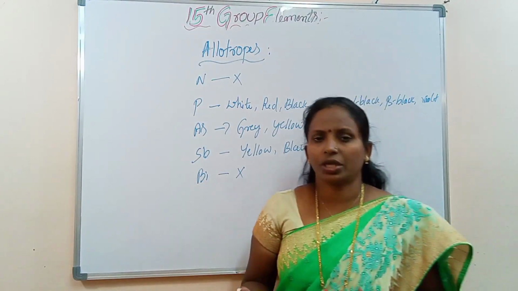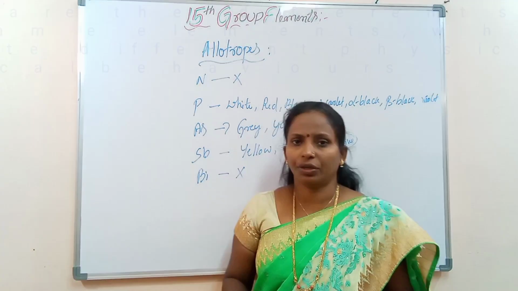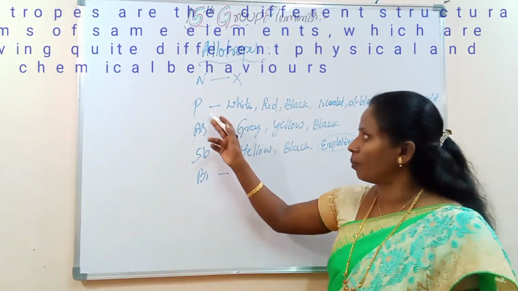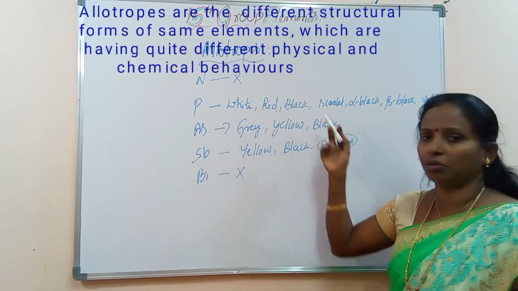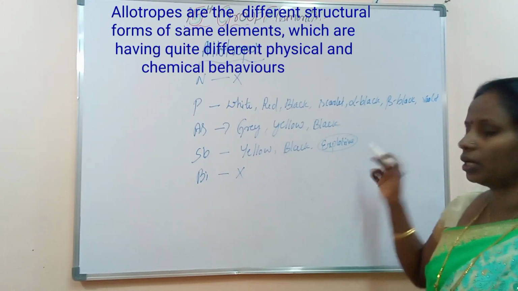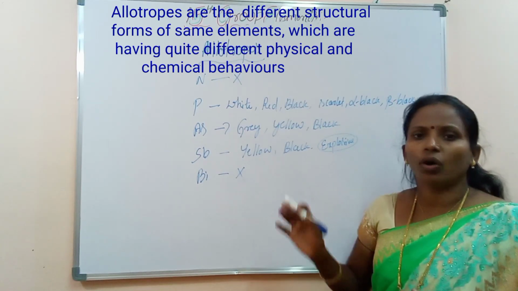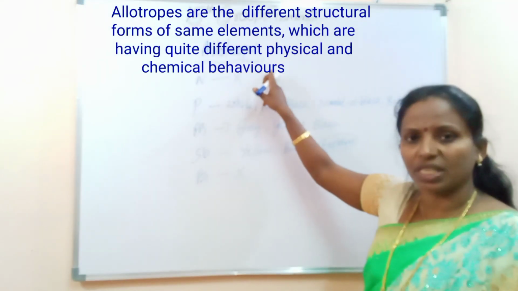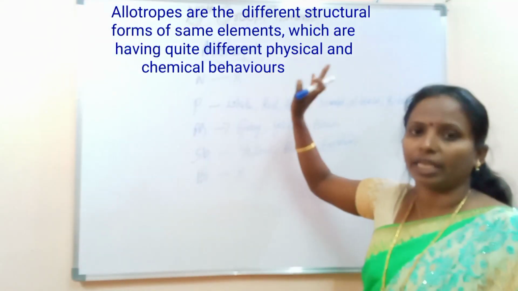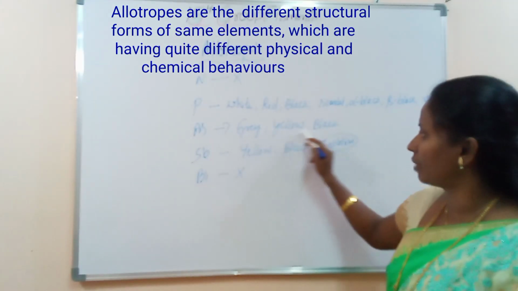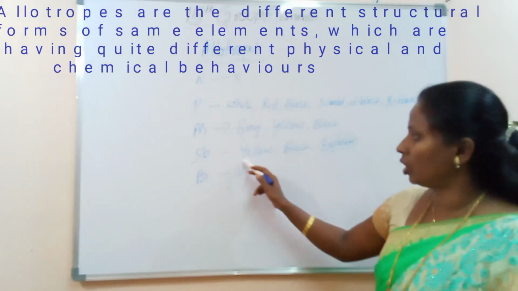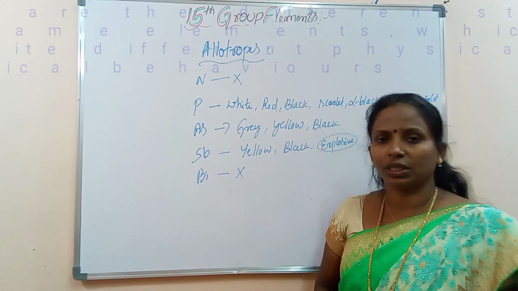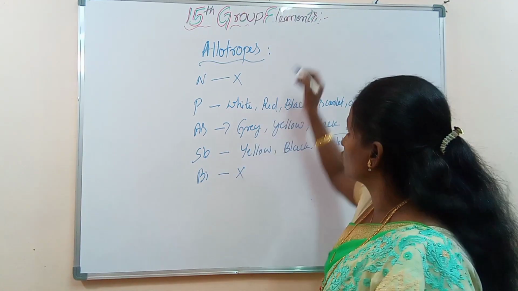Allotropes are different structural forms of the same element which exhibit quite different physical and chemical properties. Here nitrogen does not have allotropes. Phosphorus has a number of allotropes: white, red, black, scarlet, alpha, beta, violet, like this. Arsenic has grey, yellow, black. Antimony has 2 allotropic forms which are highly explosive in nature, and bismuth does not have allotropes.